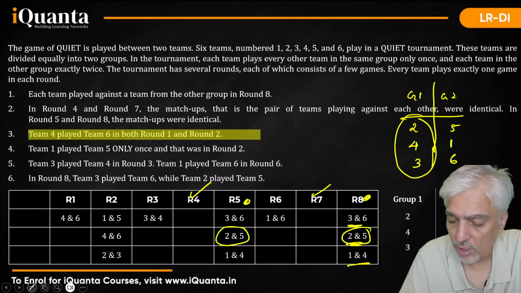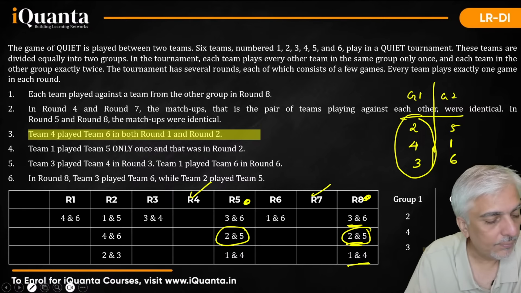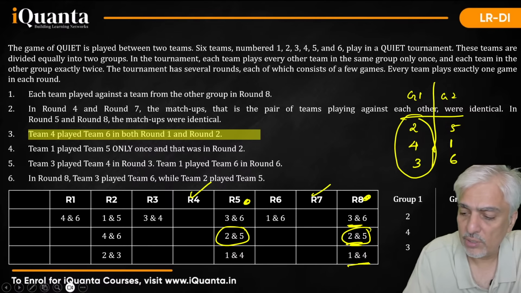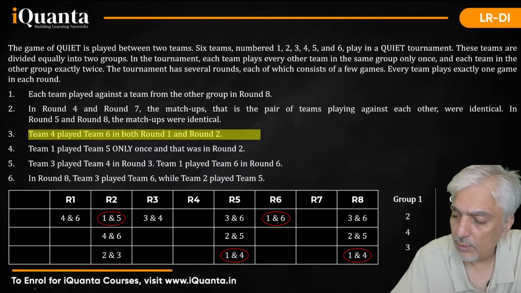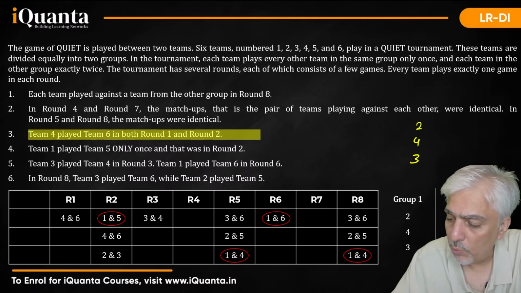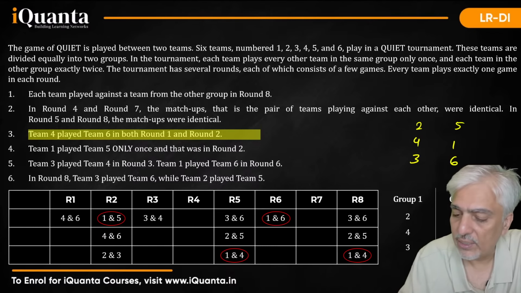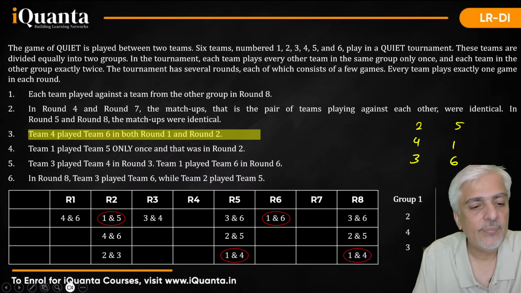I'll just clear out all this. Okay, maybe I'll not clear out because otherwise this will also get cleared out. 2, 4, 3, 5, 1, 6. I'll remember. 2, 4, 3 in one group, 5, 1, 6 in the other group. Okay. Now let's start with the remaining data.